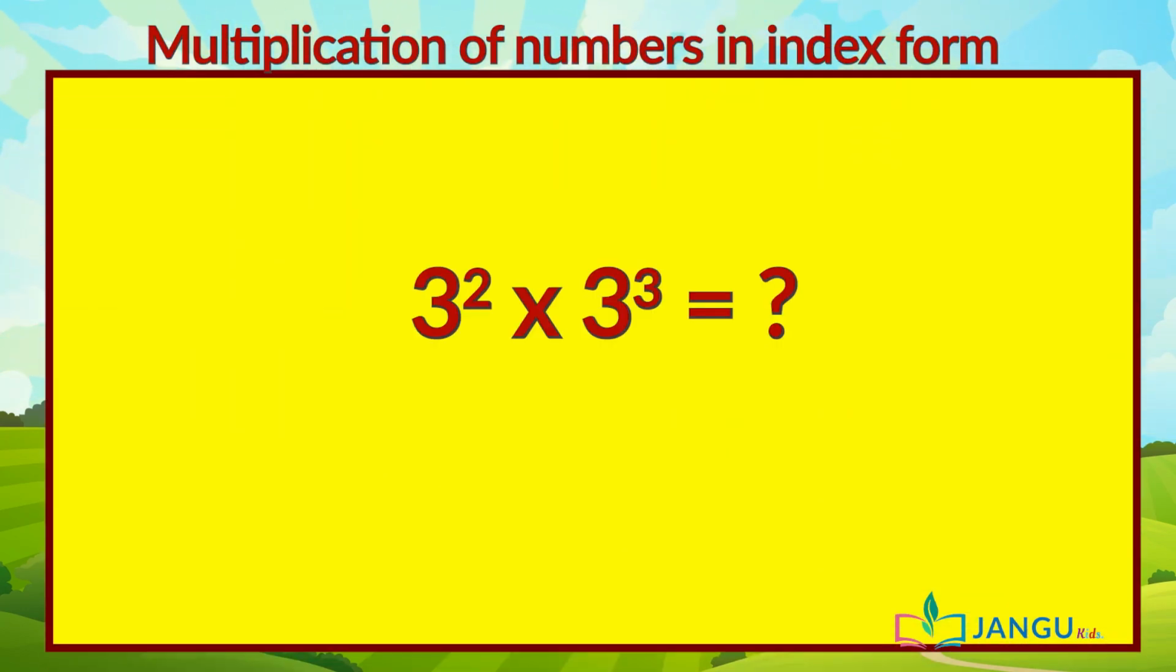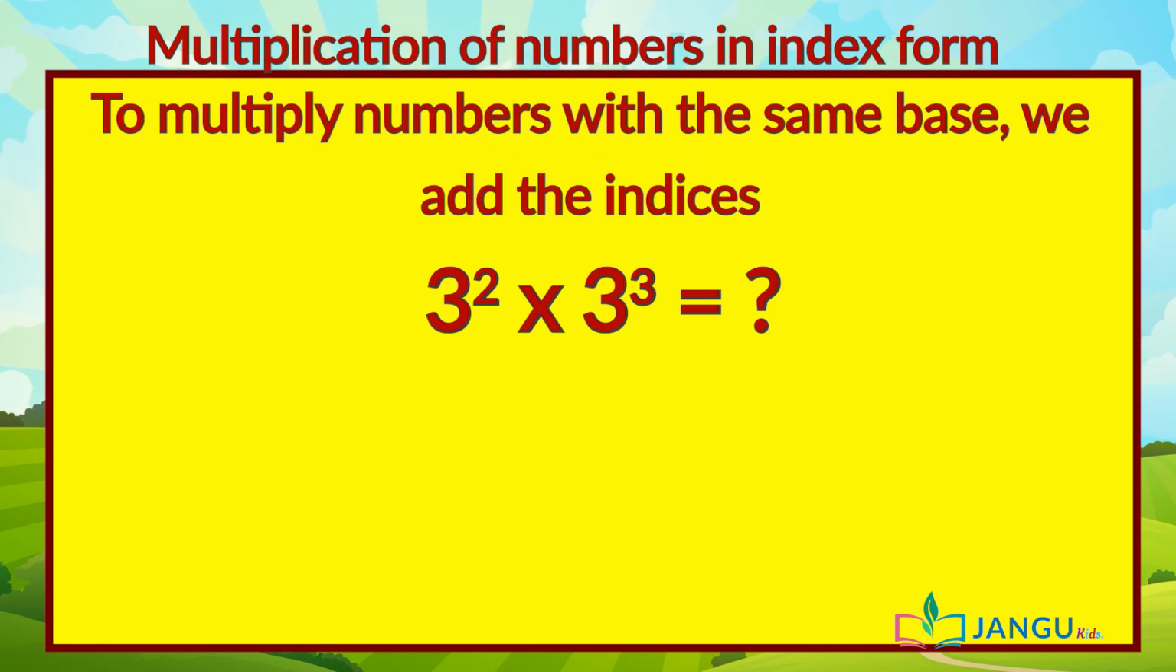Now, let's learn how to multiply numbers using the index form. For example, what is 3 squared times 3 cubed? To multiply numbers with the same base, we add the indices. 3 is the common base here, so we write it first. We know that the indices are 2 and 3 respectively. So next, we add the indices to the base. It becomes 3 raised to the power of 2 plus 3. Now, 3 squared times 3 cubed is equal to 3 raised to the power of 5.